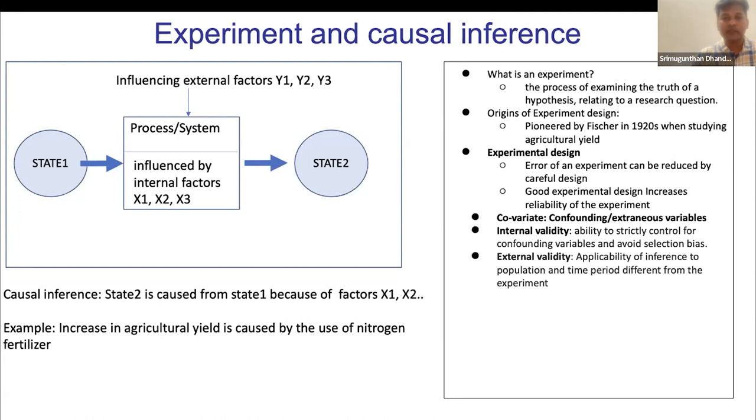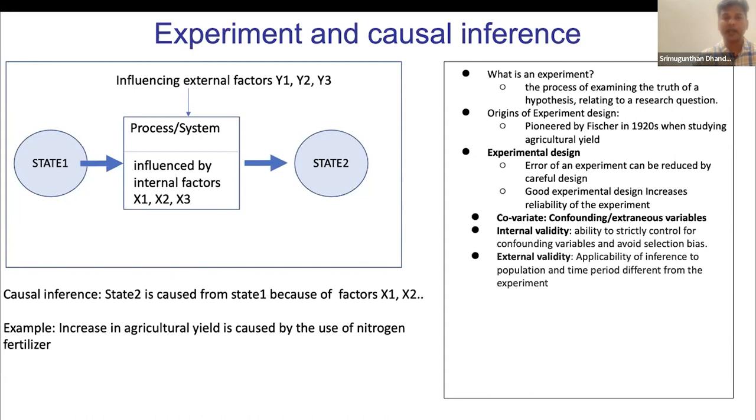And for this, there can be two states, an initial state and a final state. The final state is where you have the increased agricultural yield, and the initial state was normal yield, and your statement is that it is caused by the use of nitrogen fertilizer. So usage of nitrogen fertilizer is what you are saying is a factor in actually determining the agricultural yield.